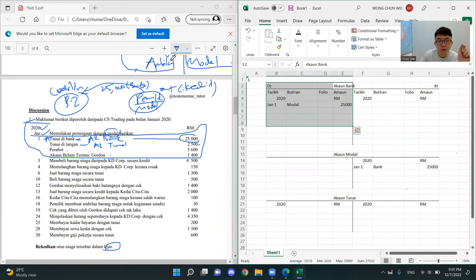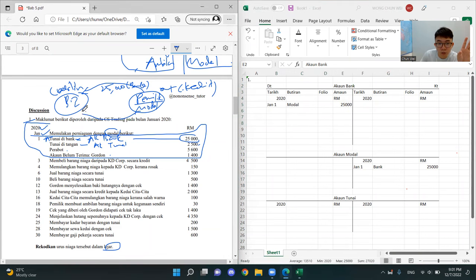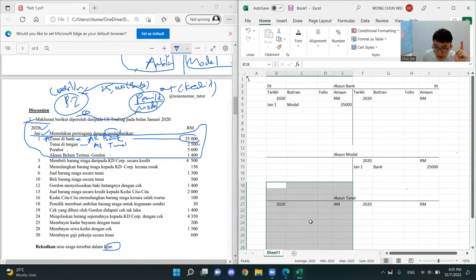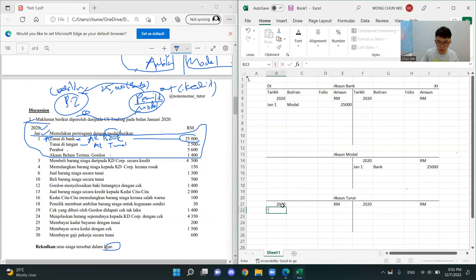Same thing for 29. You memulakan perniagaan and you put in tonight $2,500 into the business. Therefore, money comes in to account tonight. Therefore, I debit my account tonight. January 1. From where? From the same place, modal. So therefore, here, you want to write modal. How much? $2,500. You can see it here.